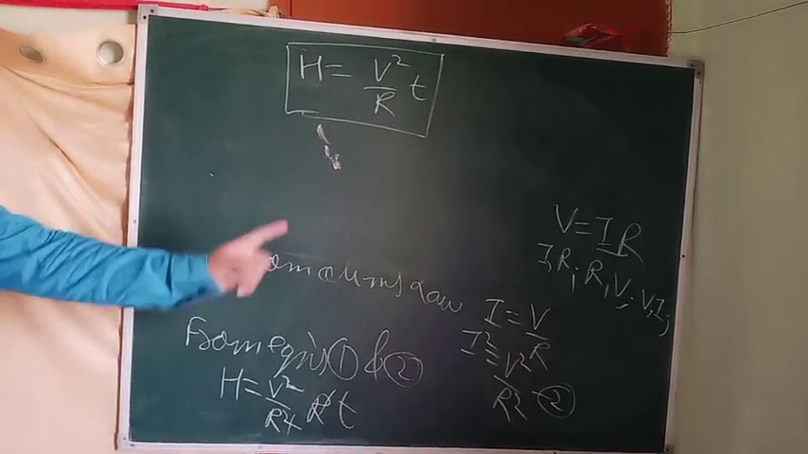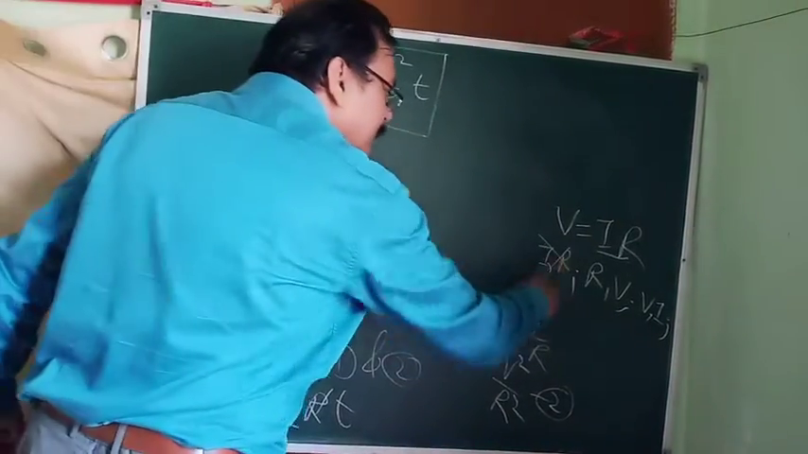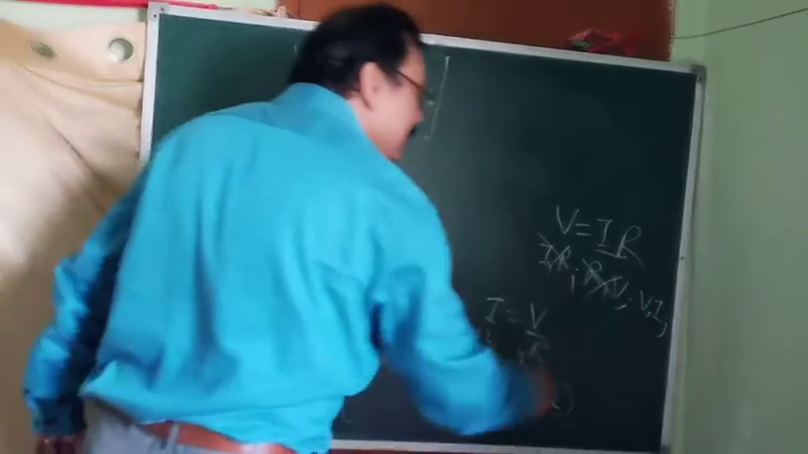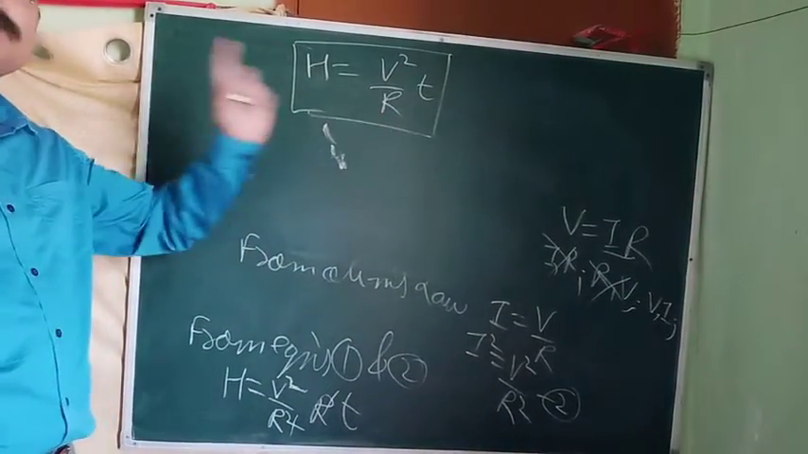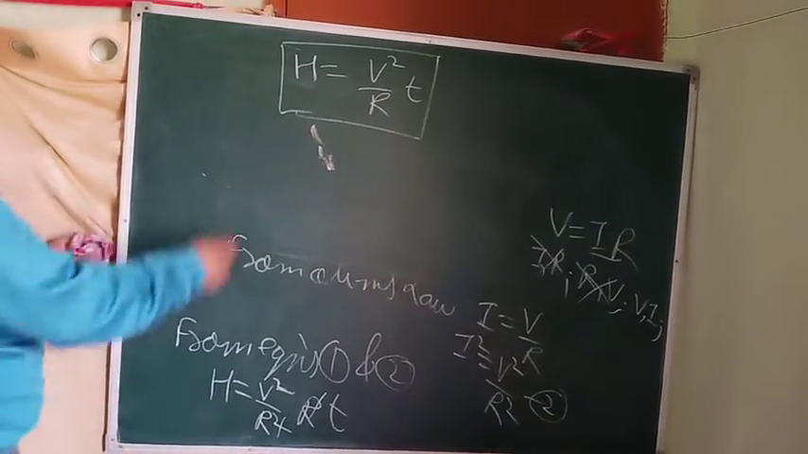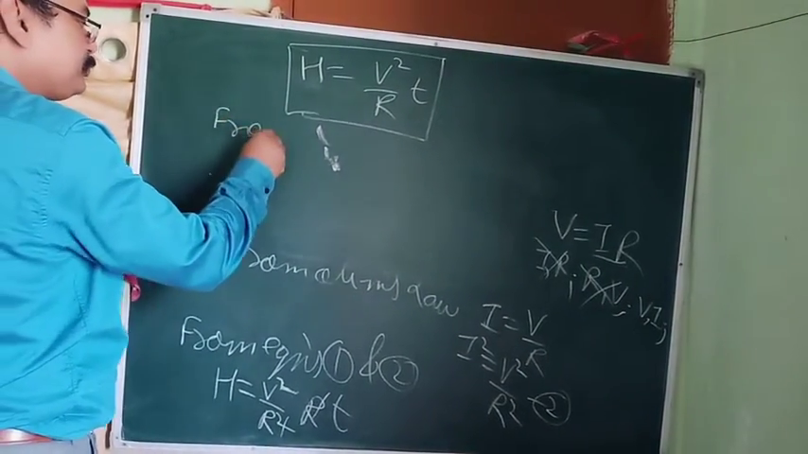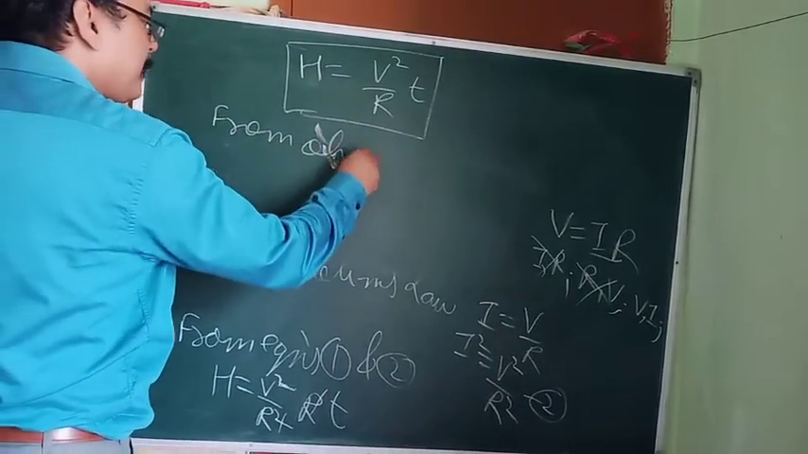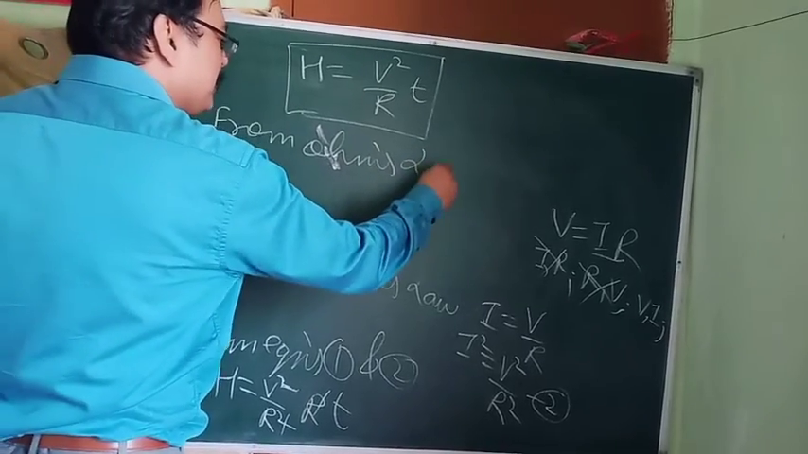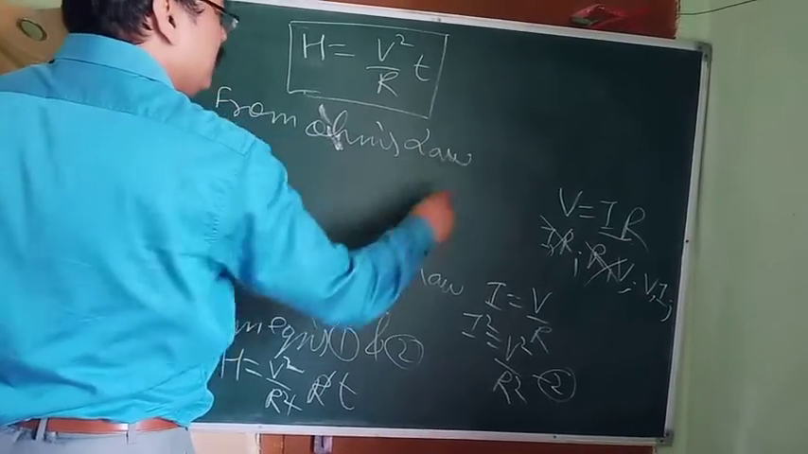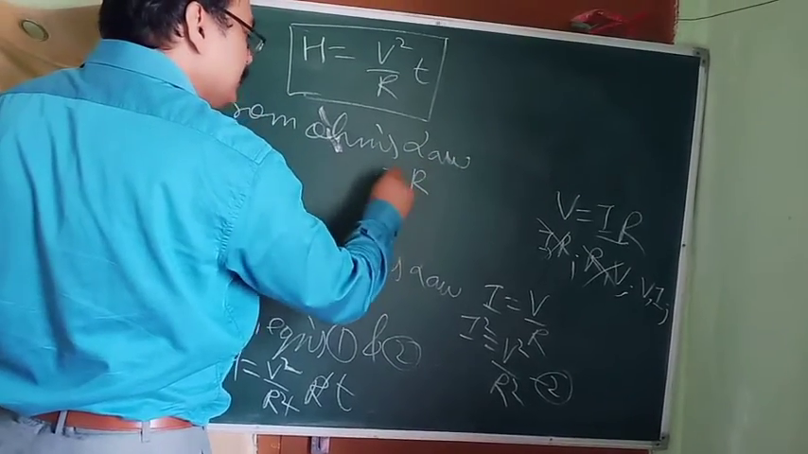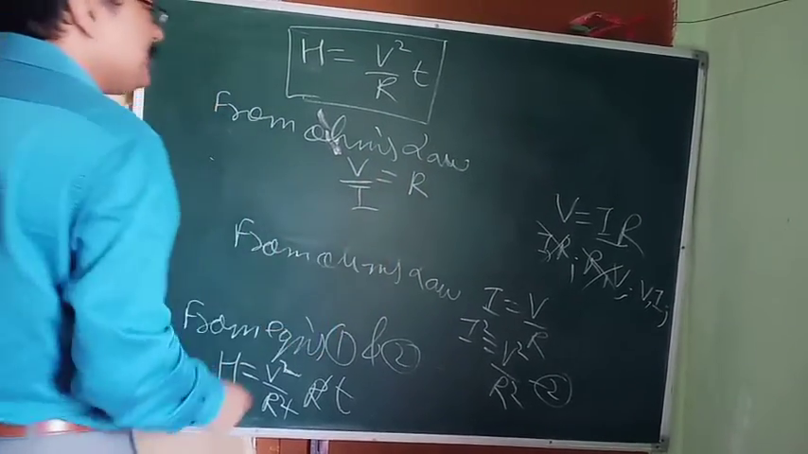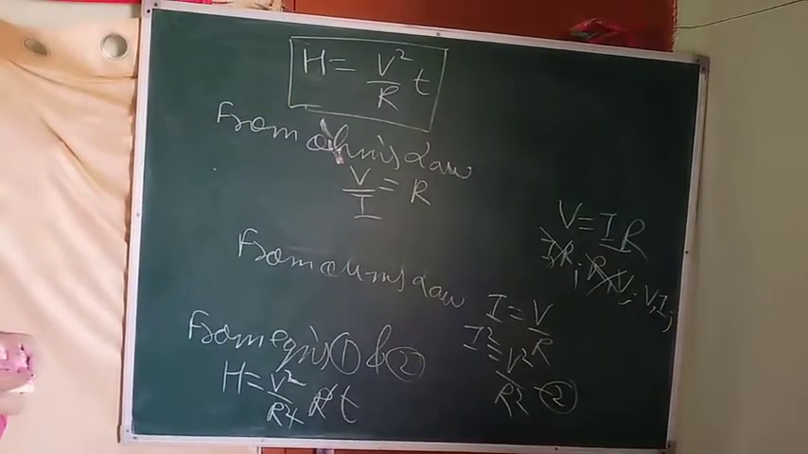Now, we have done in terms of I and R. We have done in terms of V and R. What is left? V and I. So, we have to remove R. Again, from Ohm's law, we know V is equal to IR, so R is equal to V upon I. That's what we have to place here at the place of R.